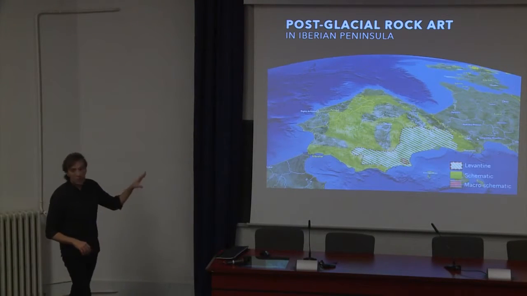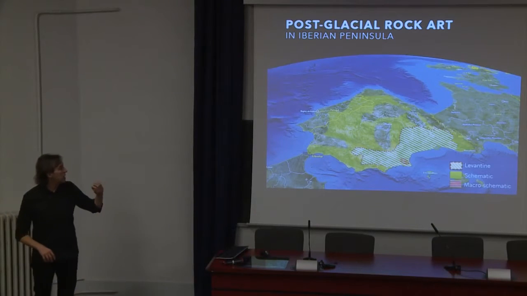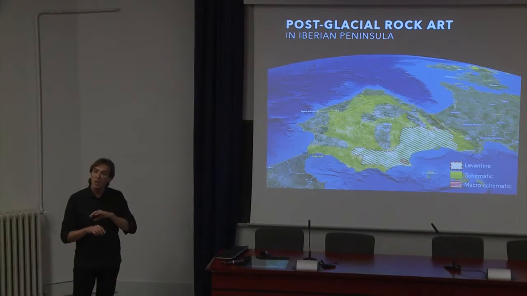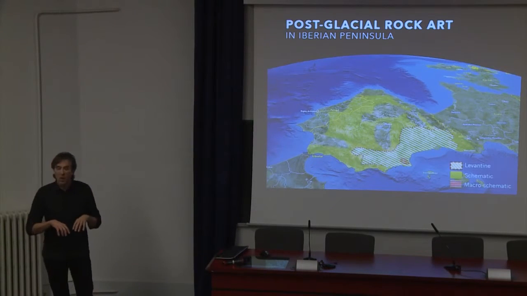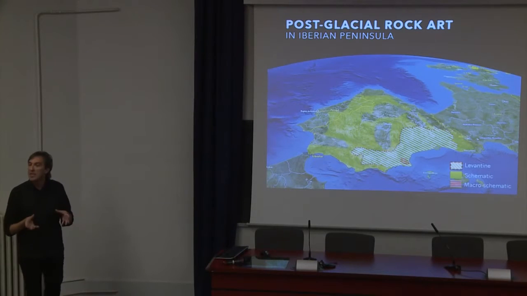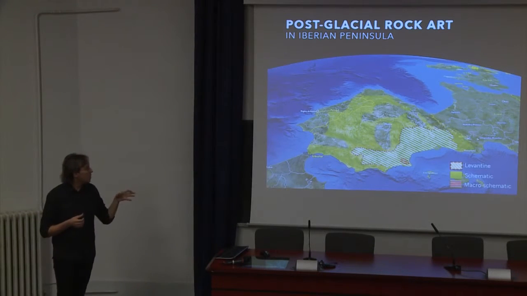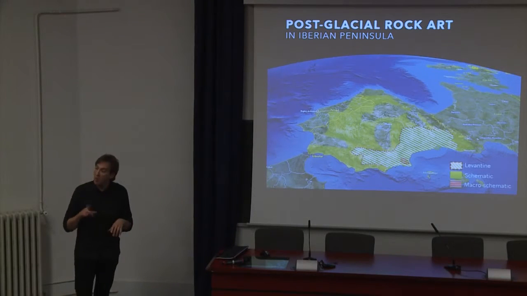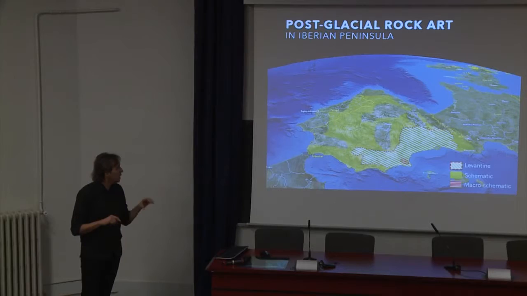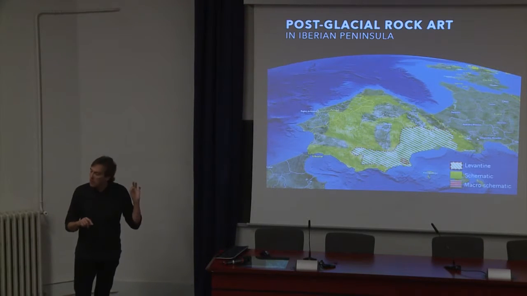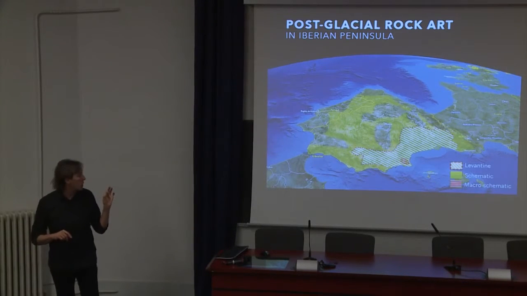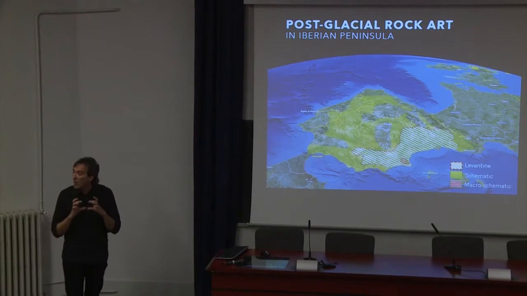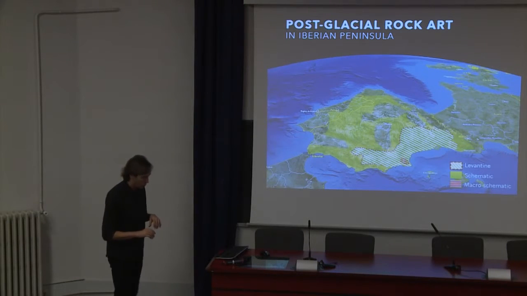The distribution of this style is in this map. The Levantine rock art is distributed in the white hatched area. It is connected with other styles. For example, schematic art is distributed in almost the whole of the Iberian Peninsula, even in the southern part of France. And in contrast, Levantine art is also connected with macroschematic art that is located just in a small area of the northern part of Alicante province.